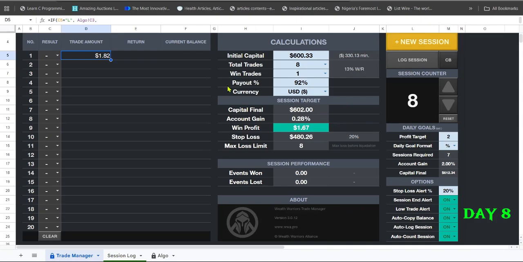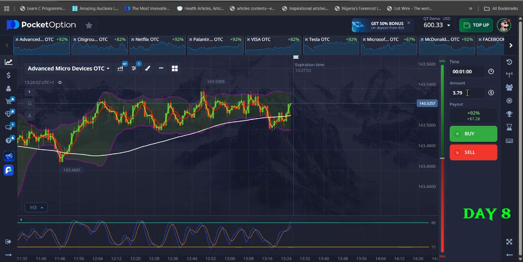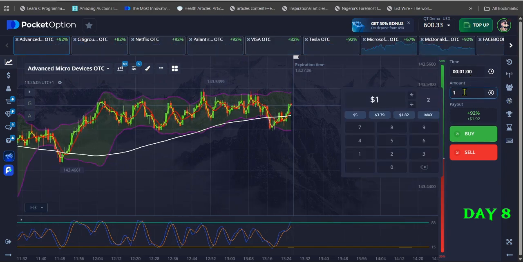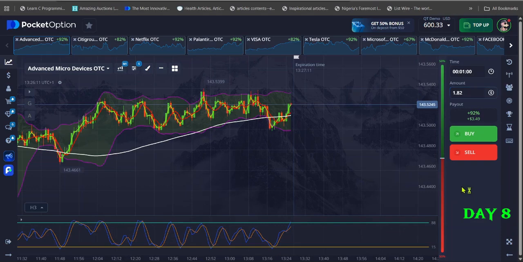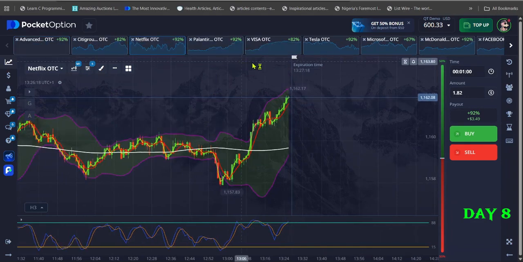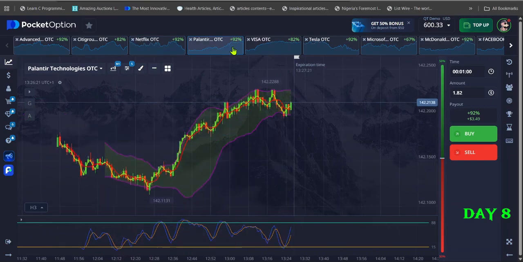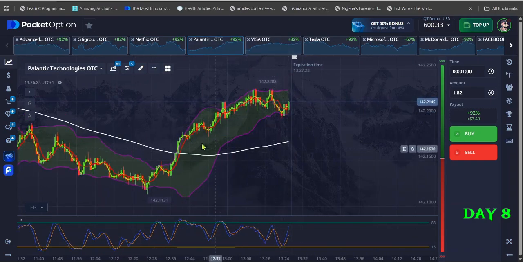All right, so without further ado, not to waste your time, let's jump into the chart and let's see what to do for today. Today, our first trade amount is 1.82. So we'll move it to 1.82. I'm going to scout for a trade opportunity right here, and once I find any good trade, I will let us know and I'll tell you why I'm taking that trade. Okay, so I found a good trade opportunity here.